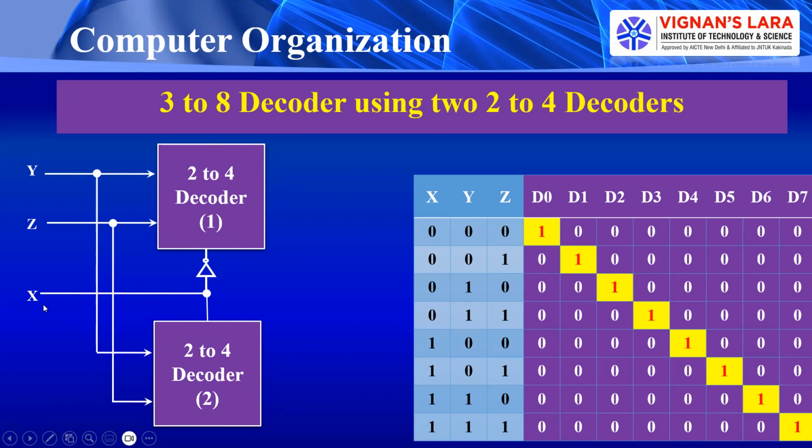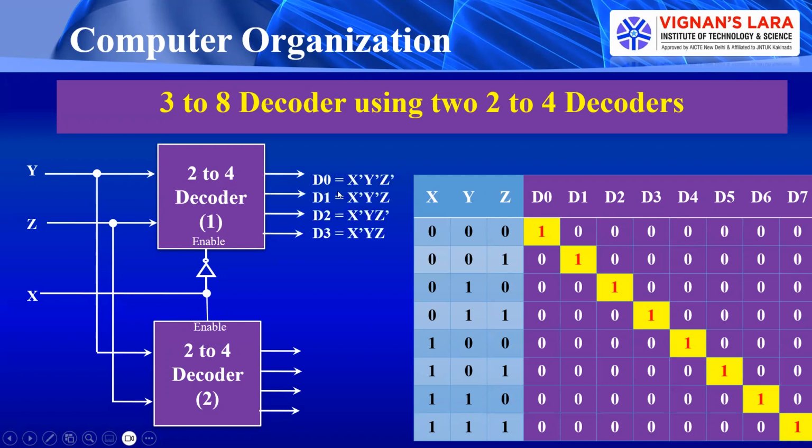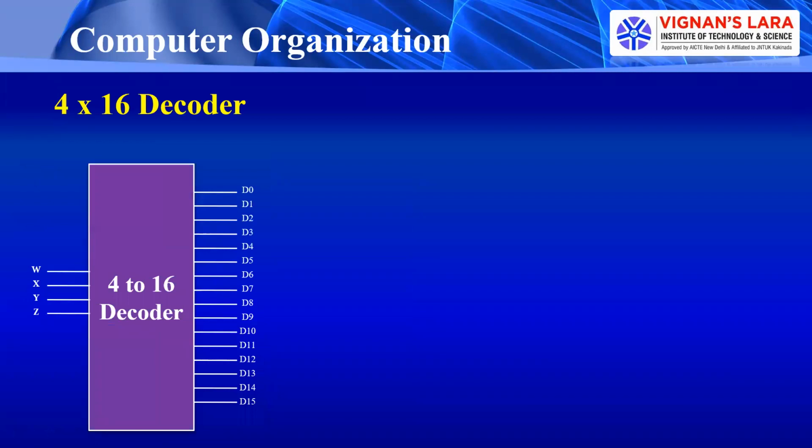Next case, if X is equal to 1, then the output of this inverter becomes 0, then this decoder is off. The same X is applied to the enable signal of the second decoder, then your second decoder is active, and it is responsible for the outputs D4 to D7. So the first decoder is responsible for D0 to D3, and the second decoder is responsible for D4 to D7. Like this, we can implement higher order decoders by using lower order decoders.